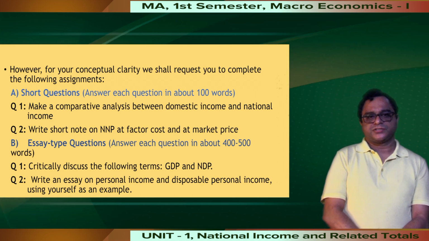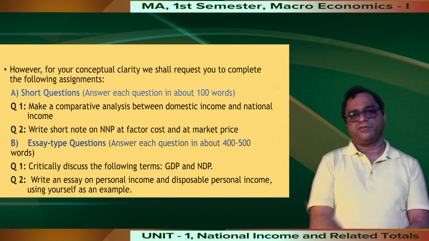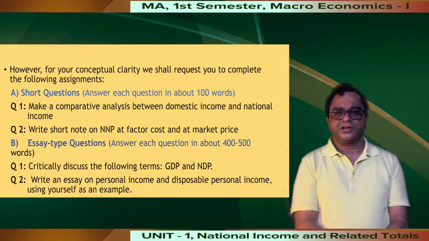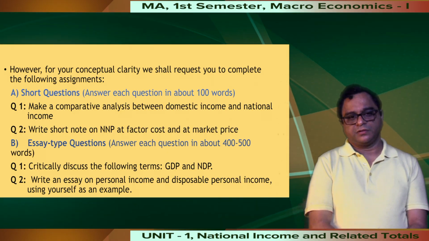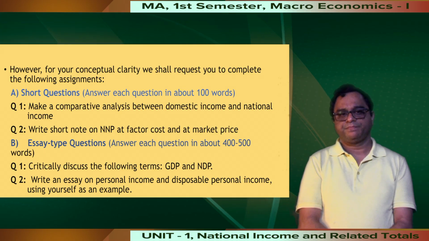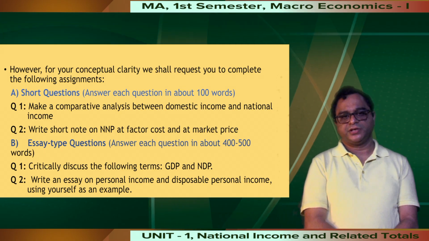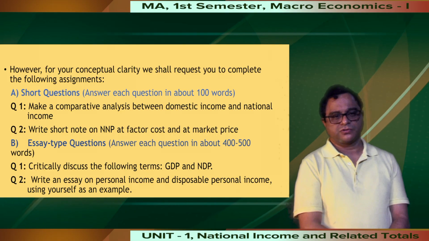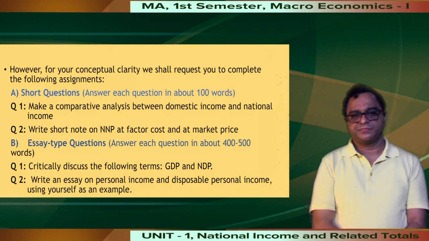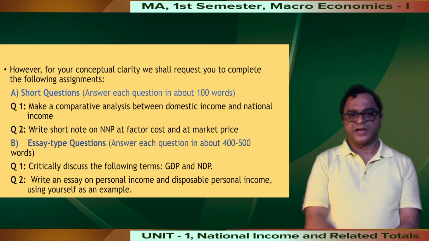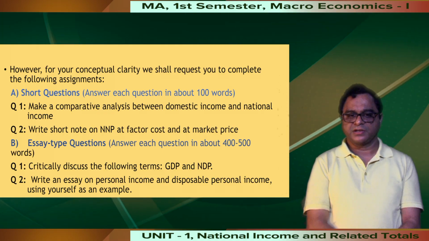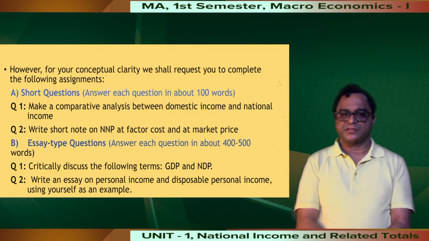So we conclude discussion of Unit 1 here. However, for your conceptual clarity, we shall request you to complete the following assignments. Some short questions are there. Answer these short questions within 100 words. The first short question is: make a comparative analysis between domestic income and national income. The second one is: write a short note on net national product at factor cost and market price.